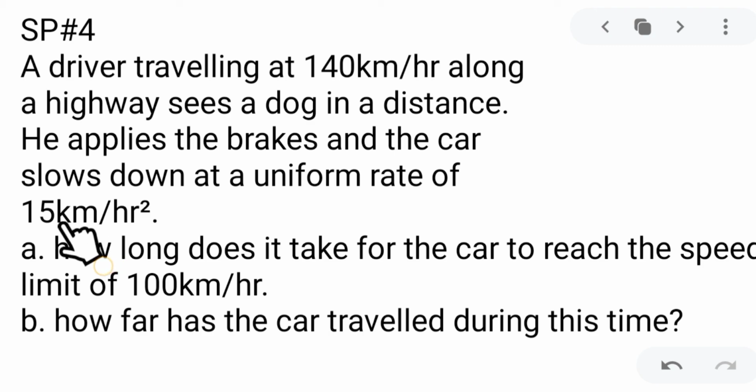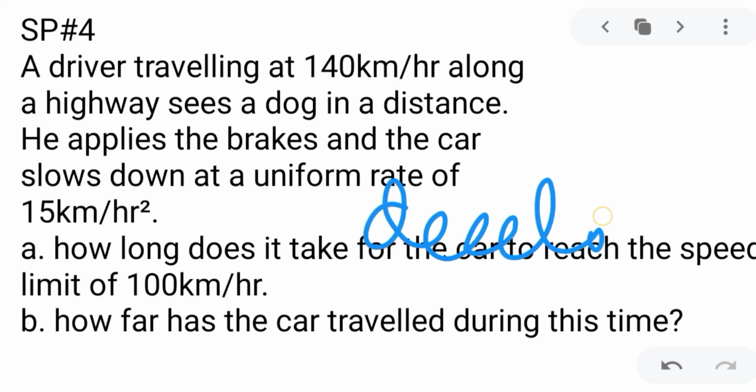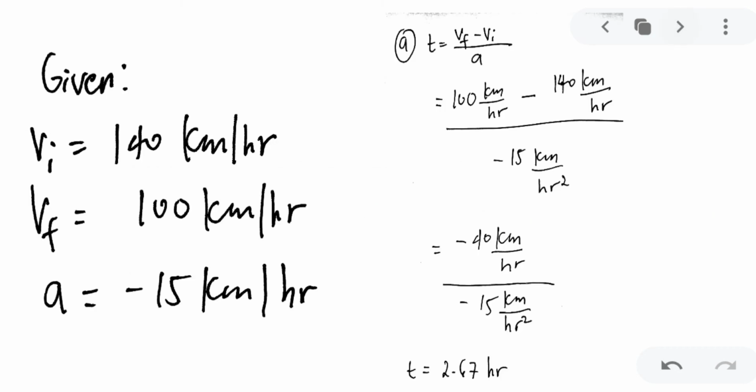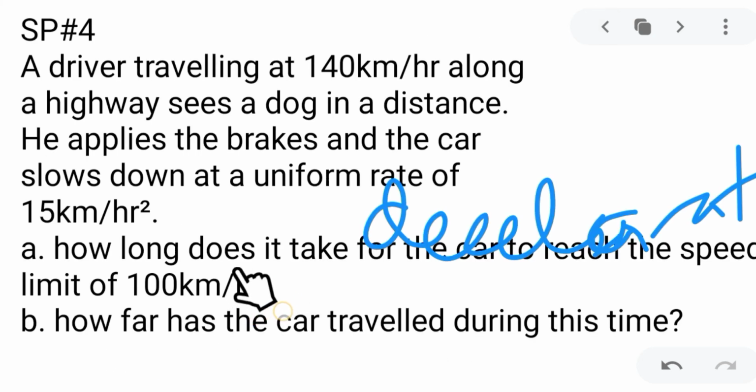But why is it a negative acceleration? This one is deceleration, or negative acceleration. Why? Because he applied the brakes. Meaning to say, he tried to stop the car to lessen the acceleration. So this one is an example of deceleration. What is that? The slowdown of the acceleration. So that's why it is negative, because he applied the brakes. Okay? So let us find the time. Again, we are looking for the time.